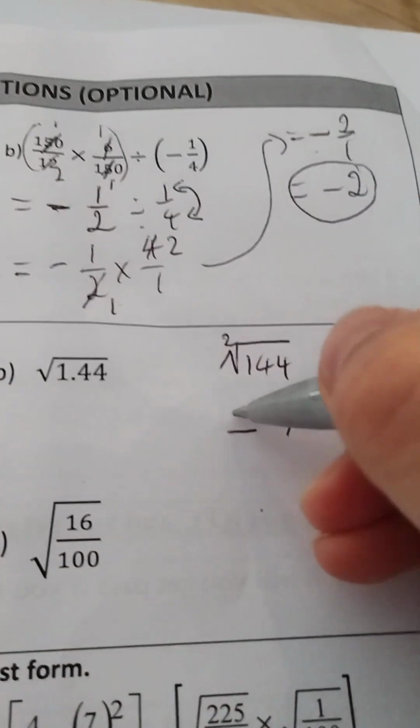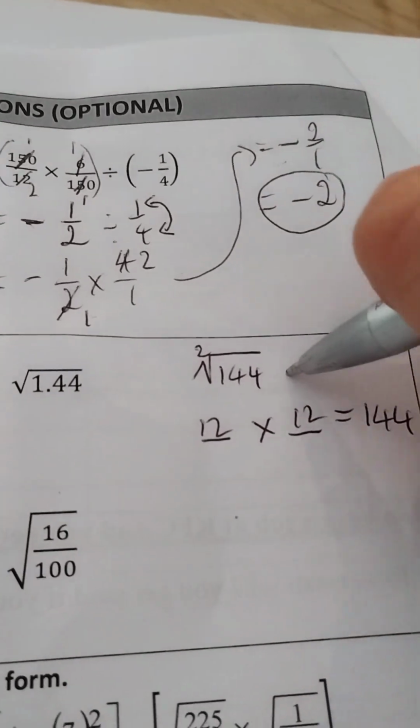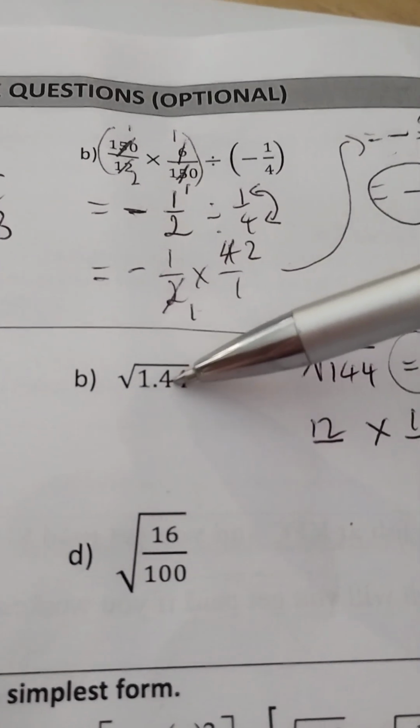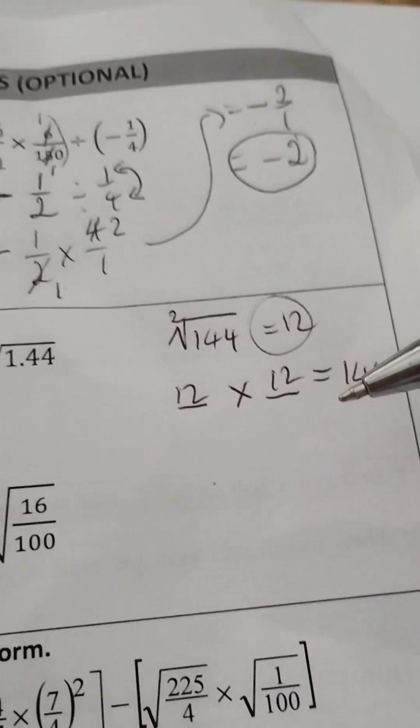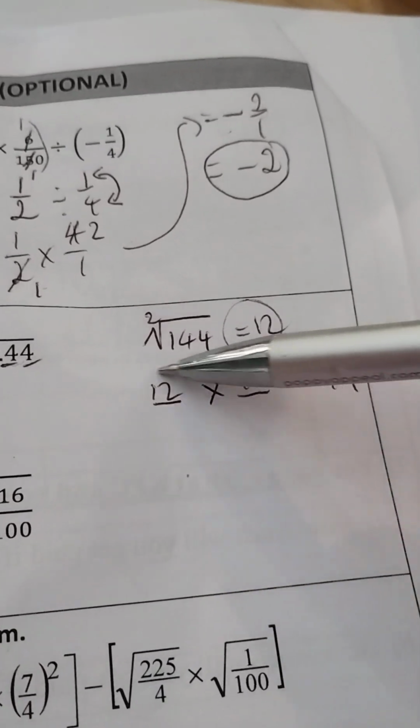Now, I know my 12 timetables. I'm going to have 12 times 12. So if I had the square root of 144, the answer would be 12. Now, the difference is this has 1.44. So I've got 2 decimal places here. So I have to have 2 decimal places in this calculation here.